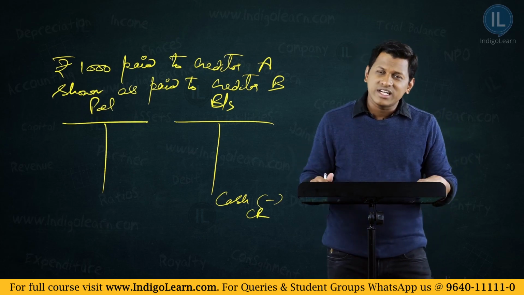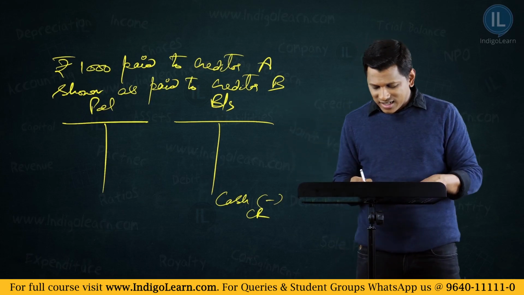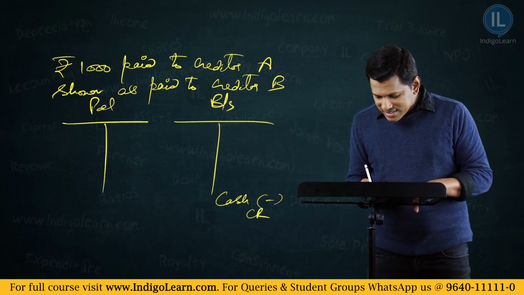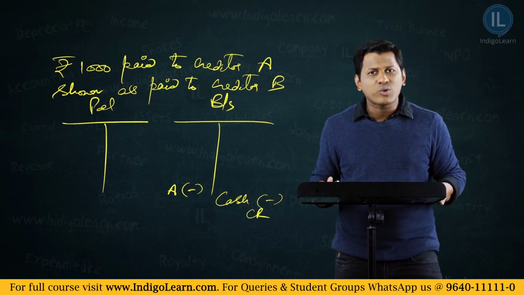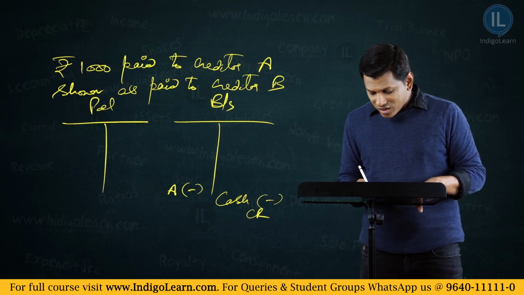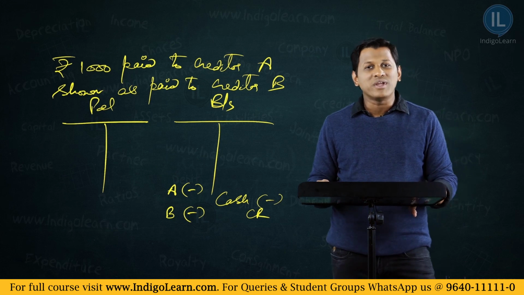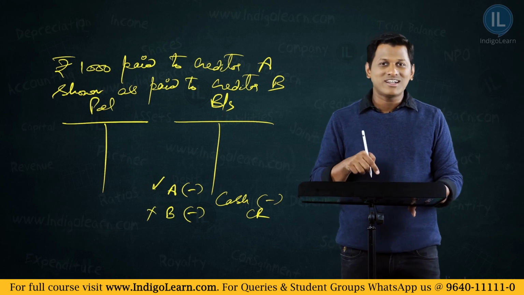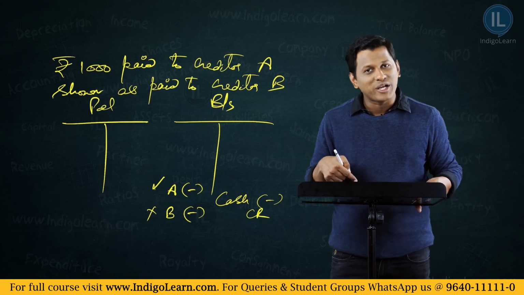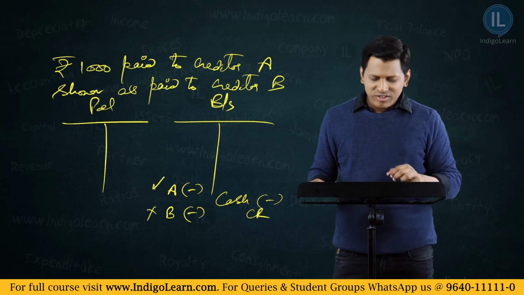Now 1000 rupees paid. When you paid 1000, correspondingly, which liability did you want to settle? You wanted to settle A. You actually wanted to pay this off to A, and you actually paid it off to A. But what did you record it as? You recorded it as if it was paid to B. So this is correct, this is wrong. You shouldn't have recorded it as paid to B, because that amount was paid to A.